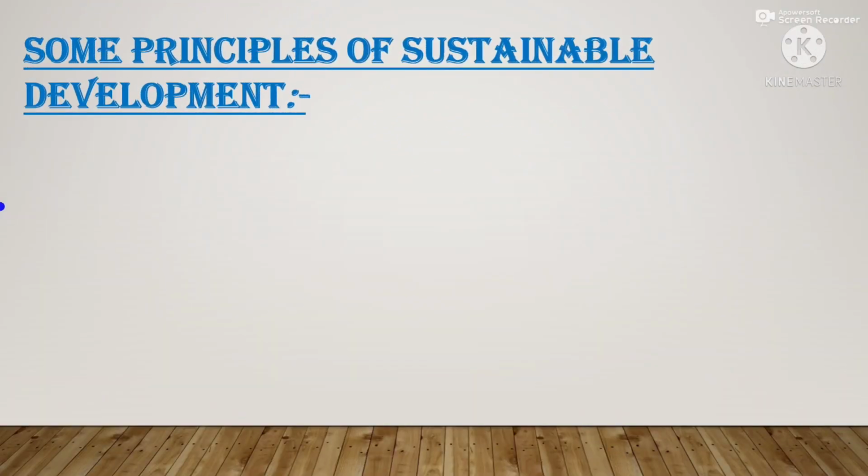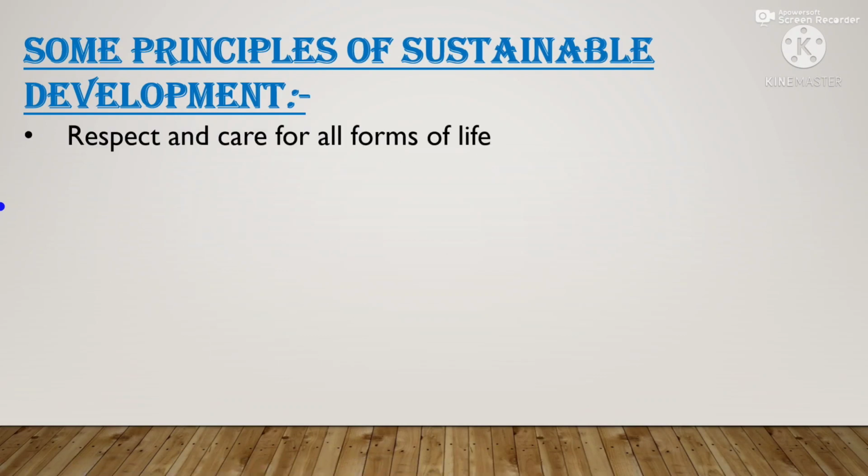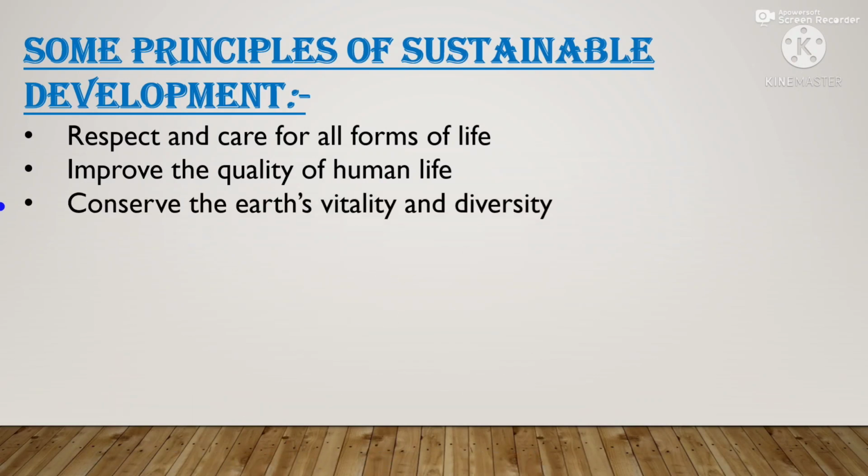Next are some principles of sustainable development. The first one is respect and care for all forms of life. We have to respect and take care of all forms of life, any plants, animals, all things. Then improve the quality of human life. We can improve by getting good knowledge. Then conserve the earth's vitality and diversity. We have to conserve the vitality and diversity that is available on the earth.